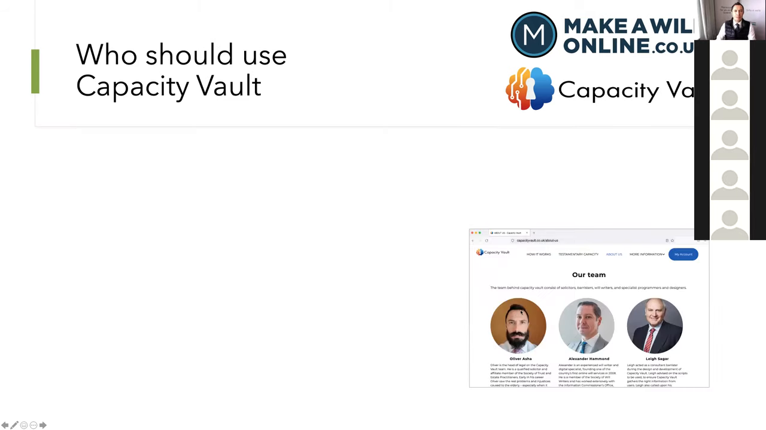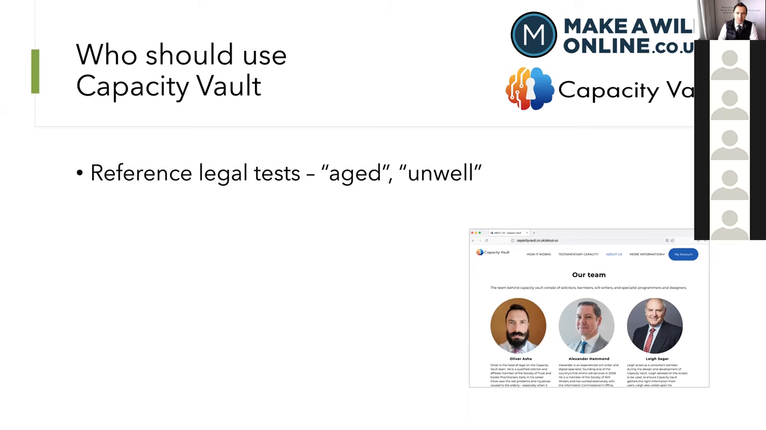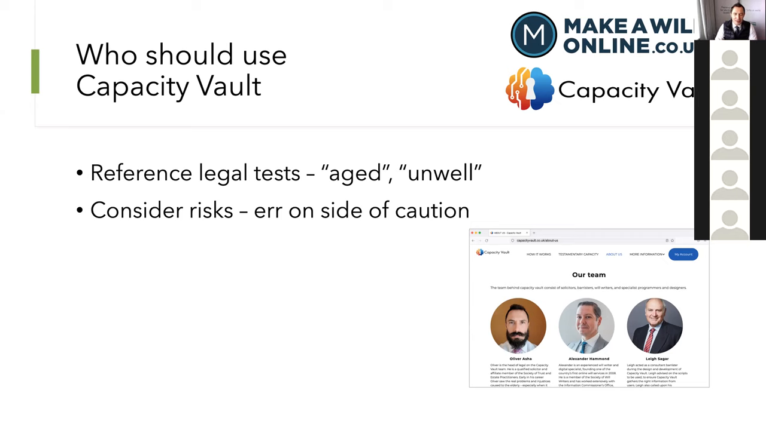Okay, so that gives a bit of a taste of what we would provide back to the courts if a will was ever challenged. Who should be using Capacity Vault? I'm going to throw back to the previous part of this talk, reference legal tests. Anybody who is aged or anybody who has been unwell, get people to err on the side of caution. If there is any chance of there being a challenge to their will, especially if there's somebody that they're not remembering in their will, they absolutely should be making a recording.